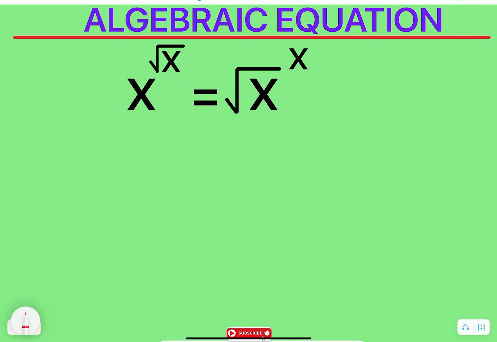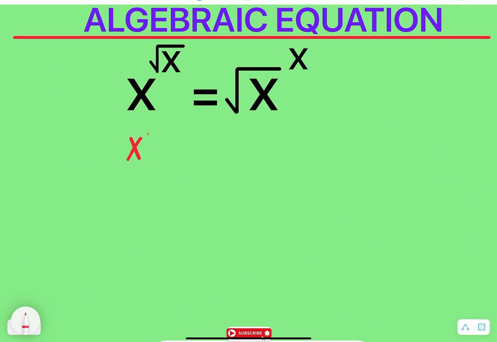As you see, we have all x's in this equation. We have x to the power of square root of x equals square root of x to the power of x. Let's do this way.